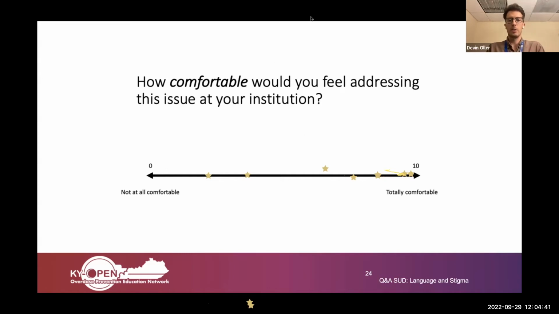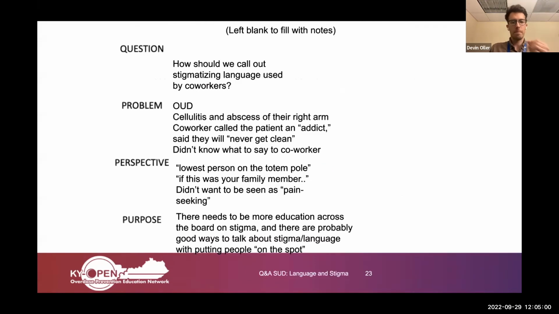Okay, so why don't we stop the annotations, and I'm going to clear those, and we're going to go back and discuss the case in a little bit more detail. All right. So this was specifically, I think, in the hospital setting, but you can sort of extrapolate it into the outpatient setting as well, or whatever setting you work in. But basically, a coworker says something like addict or never get clean. What are some tips or strategies that you might use in addressing this with them?